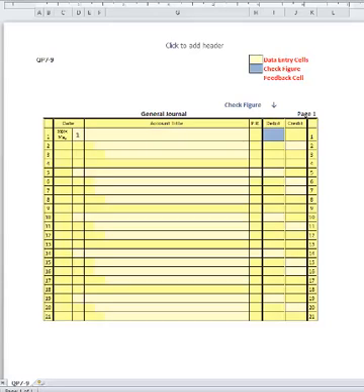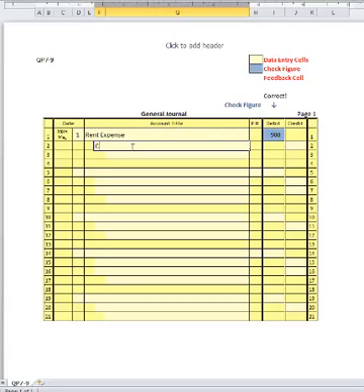Record each cash payment in General Journal form. So on May 1st we paid rent for the month of $900. This should be an entry that you're accustomed to making. So we debit rent expense and credit cash for $900. And then we'll enter our explanation, paid May rent.